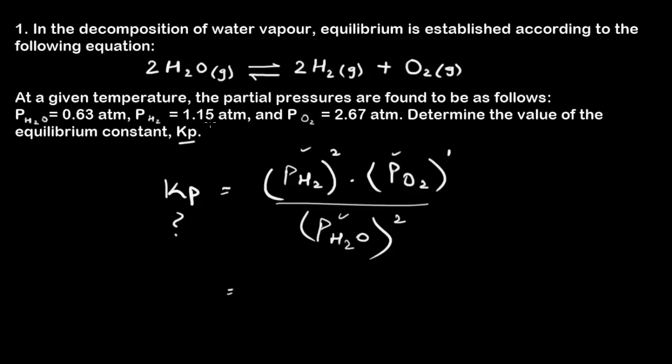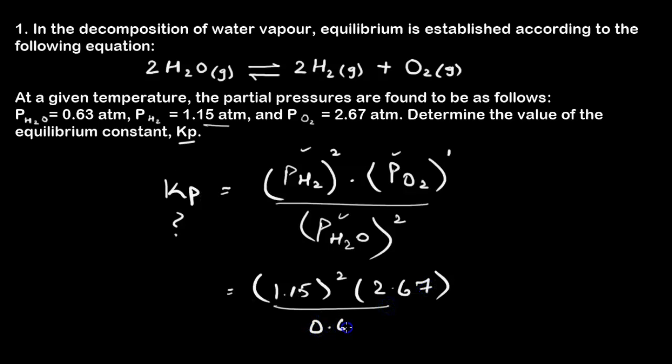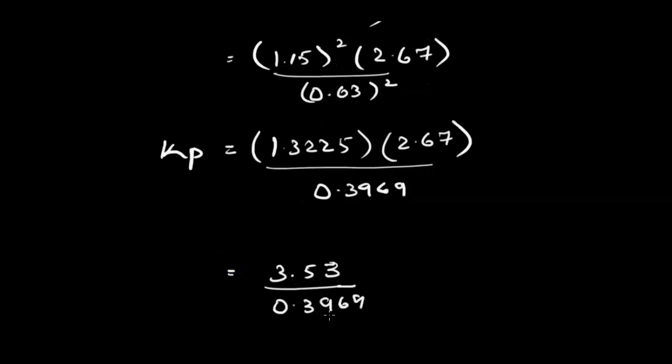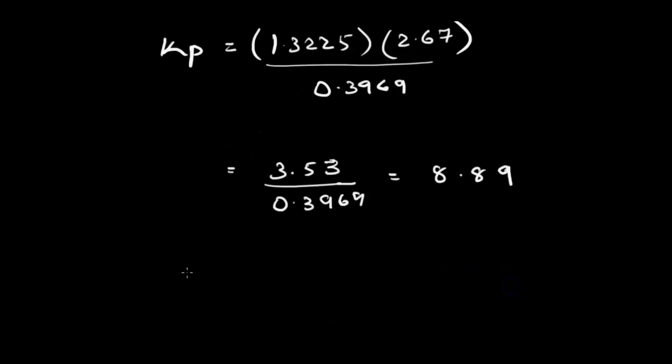The partial pressure of hydrogen is given as 1.15 raised to the power of 2, times the partial pressure of oxygen, 2.67, divided by the partial pressure of H2O, 0.63, squared. Then all we have to do to find Kp is put this in the calculator, and we get 3.53 divided by 0.3969, which is equal to 8.89. Therefore, we can conclude that Kp, the equilibrium pressure constant, is equal to 8.89, and that's our final answer.